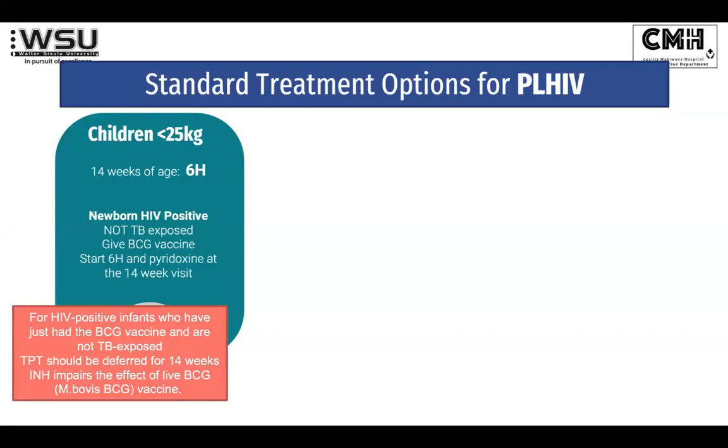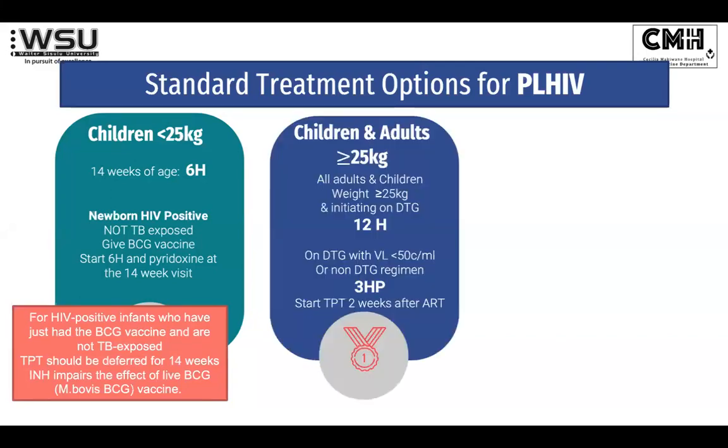So if you diagnose a baby at newborn that's HIV positive, and these are not TB exposed, we'll talk about TB exposed infants later, then you're actually going to wait till 14 weeks. They're still going to have their BCG vaccine at birth as usual. You now discover they're HIV positive, but they're not TB exposed, and you're only going to start that 6 months of INH at the 14-week visit.